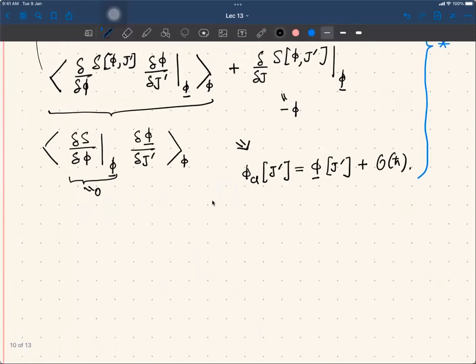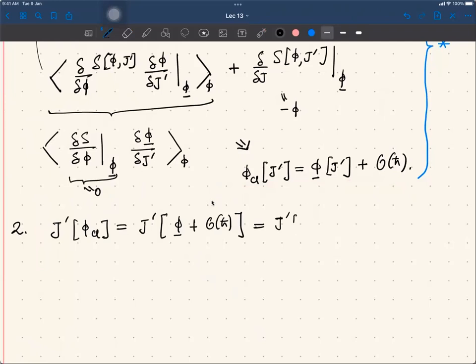But now let's move on to the second step. The second step is inversion of this relation, writing J prime in terms of phi CL. So J prime as a function of phi CL is phi lower bar plus an order H bar term. This is what we have seen, and that is the same as J prime at phi lower bar.